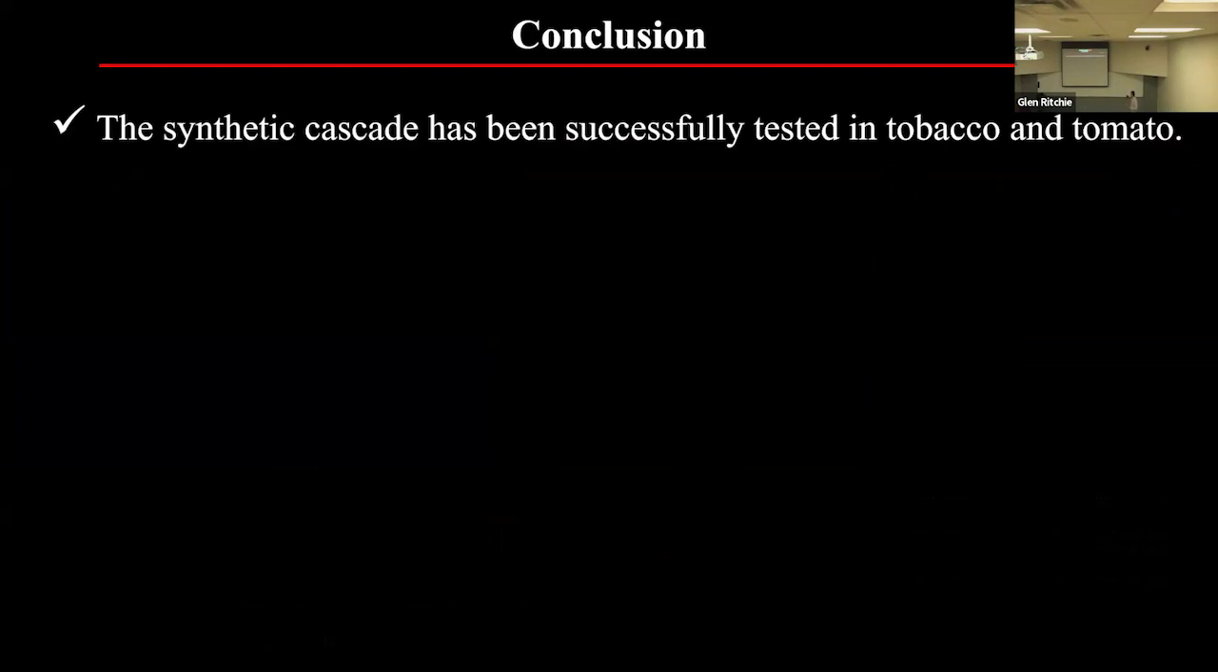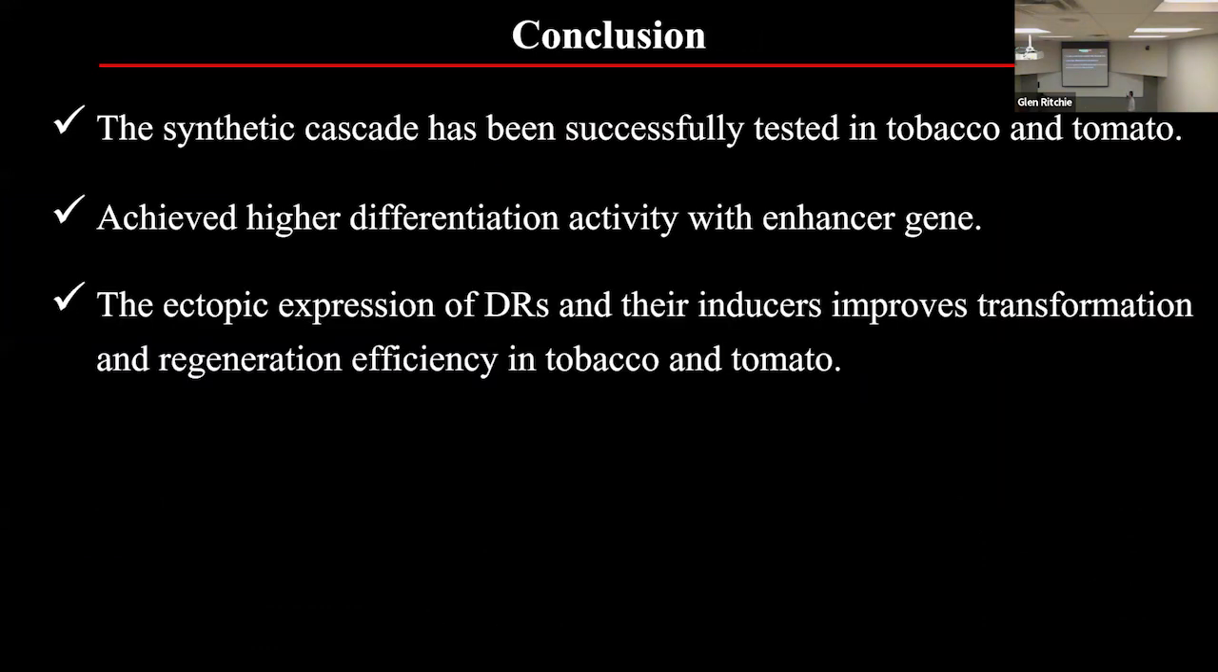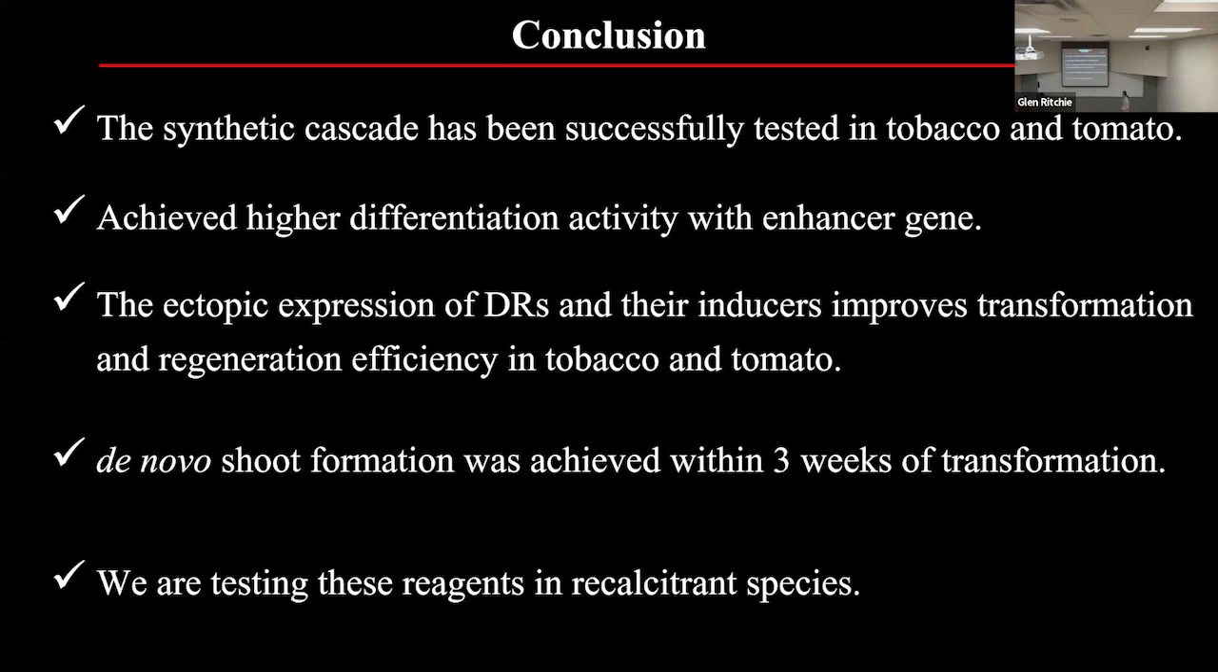So in conclusion, the synthetic cascade is working really well in tobacco and tomato. We have achieved higher differentiation activity with the enhancer gene, and the ectopic expression of these developmental regulators improves transformation and regeneration efficiency in both the crops, tobacco and tomato. Within 3 weeks, we were able to see the regeneration of de novo meristems. And we are testing this system in the recalcitrant species, like I mentioned, in soybean and also in chili pepper.